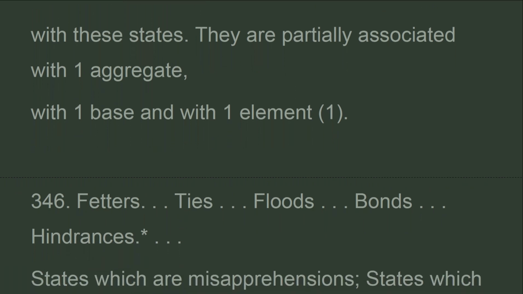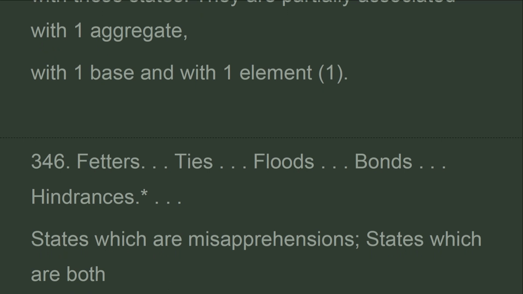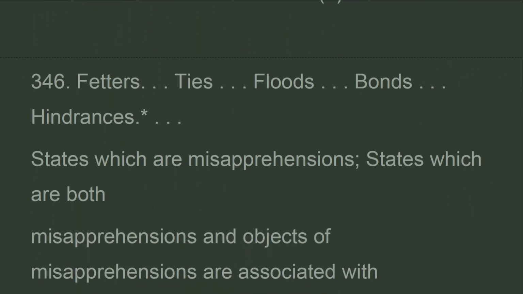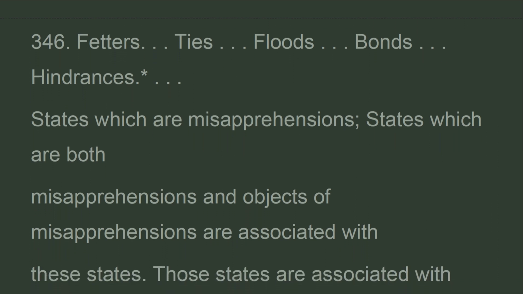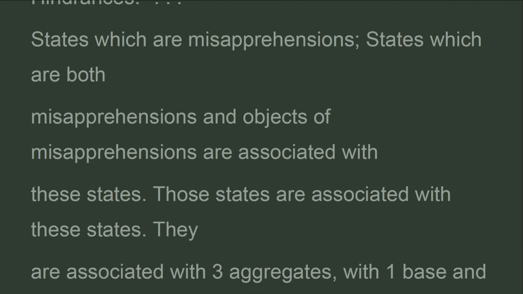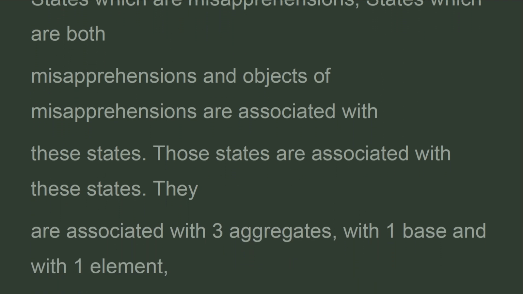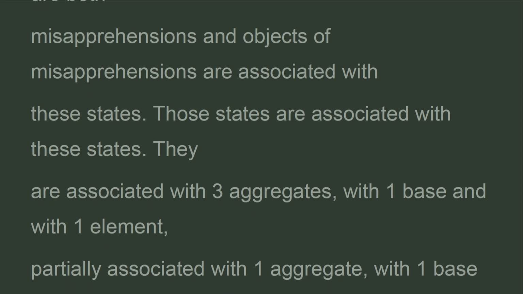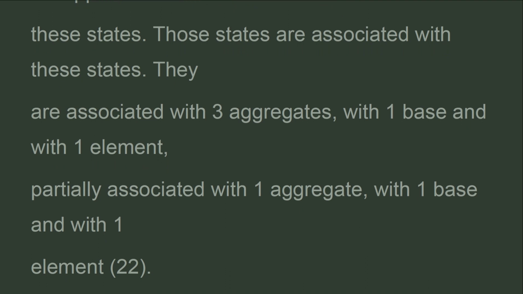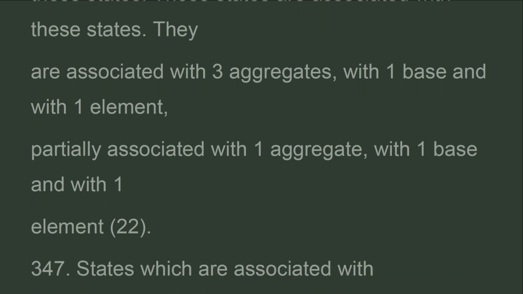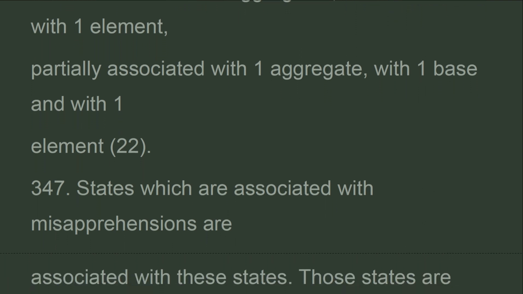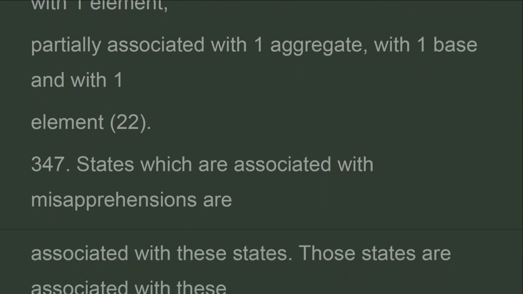346. Fetters, ties, floods, bonds, hindrances. States which are misapprehensions, and states which are both misapprehensions and objects of misapprehensions, are associated with these states. Those states are associated with these states. They are associated with three aggregates, with one base and with one element. Partially associated with one aggregate, with one base and with one element.